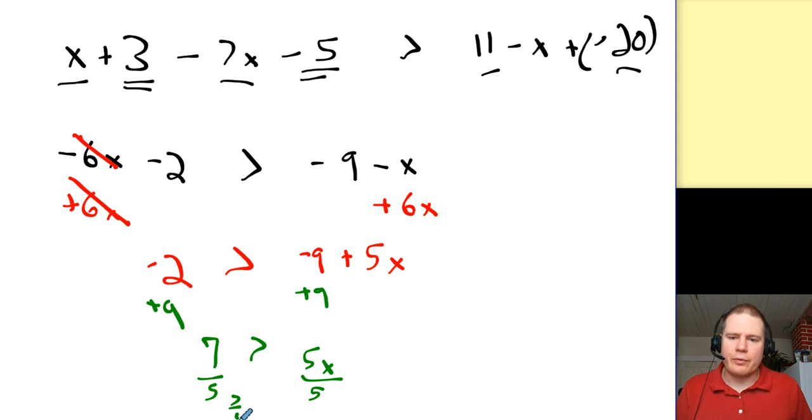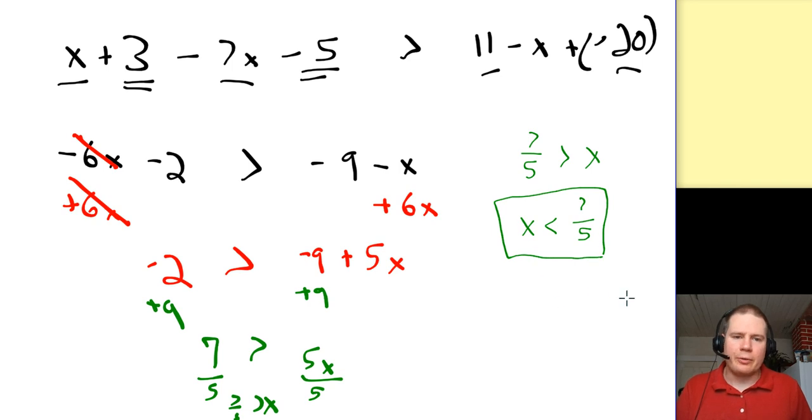So 7/5 is greater than x, which means x is greater than, sorry, it's not what I mean. I mean x is less than, let's actually just rewrite this whole thing here. 7/5 is greater than x. If I read that from the right, I'm saying x is less than 7/5.